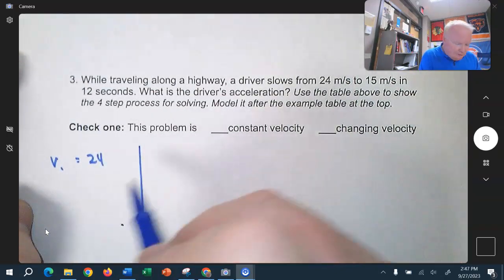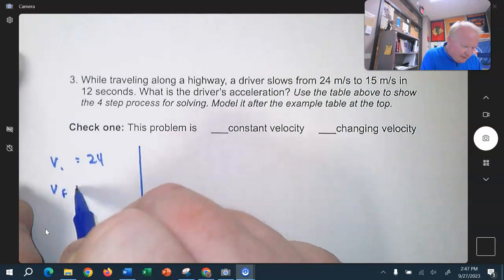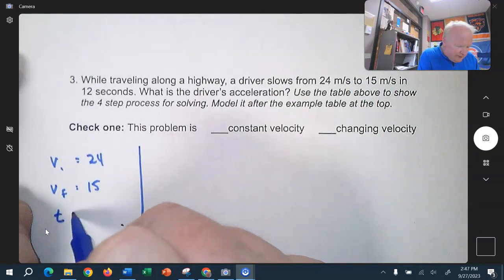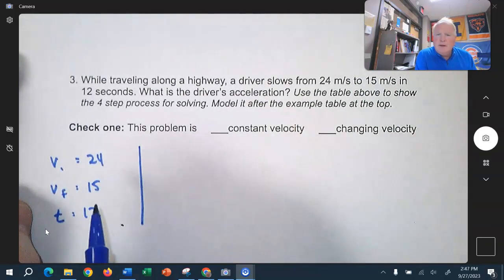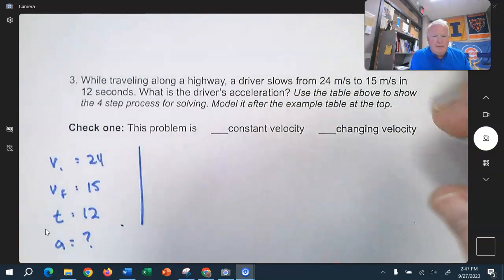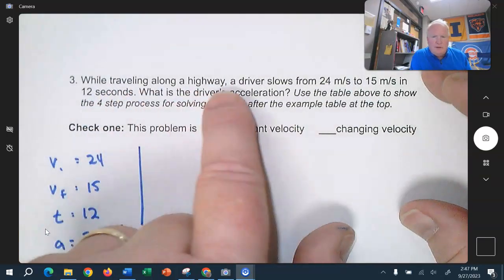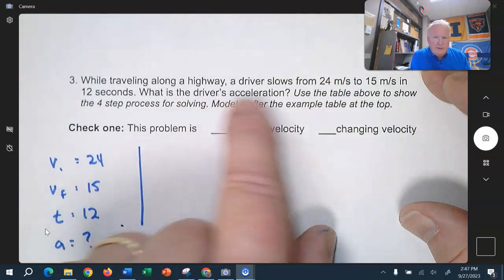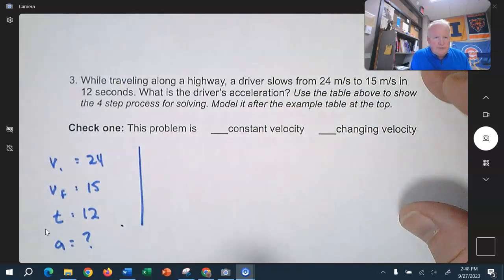It says it slows down to 15. That's my final velocity. That's 15. And it says in 12 seconds. That's a time, so I'm going to put 12. And then it says, what is the driver's acceleration? So I write that down. You see how it's called parsing. It's basically taking apart a sentence and constantly making sure that you make a list. So I have made a list while I'm reading this. It just says use the table above to show the 4-step method. So now I've got a list of 4 variables.